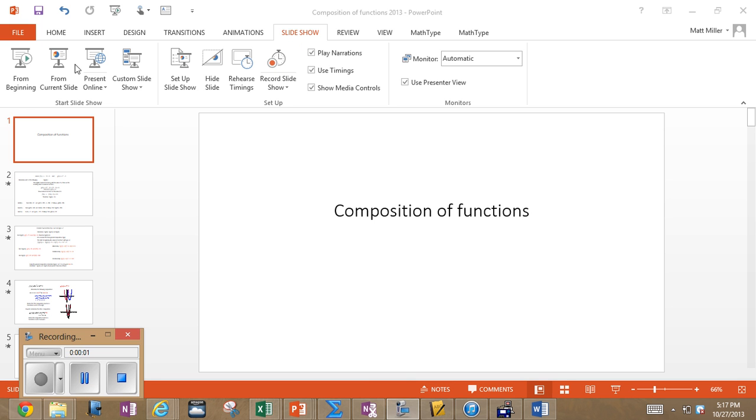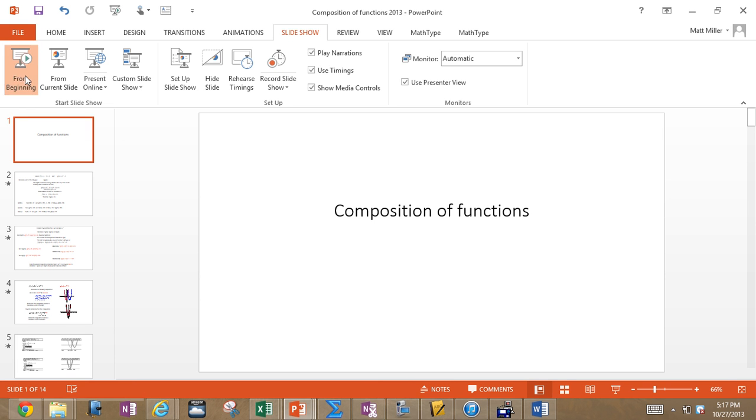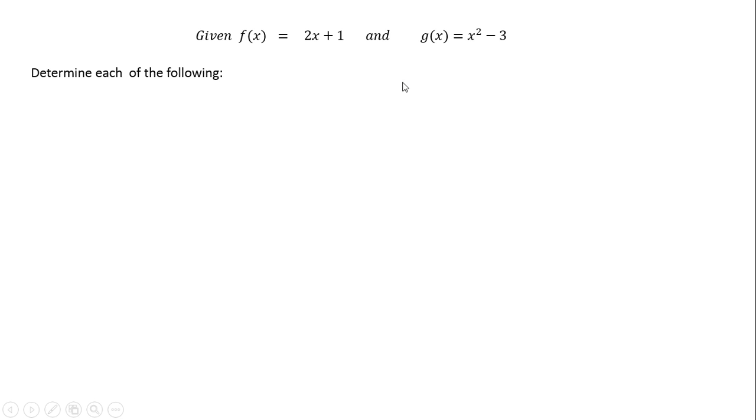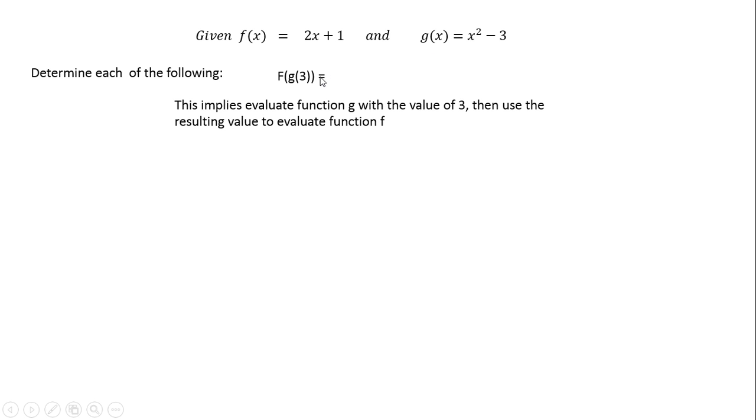Now, with this slideshow, we're going to start talking about what we call composition of functions. We'll talk about that by means of example and then make a generalization about it. We're going to consider two functions: a linear function f of x equals 2x plus 1, and a quadratic function g of x equals x squared minus 3.